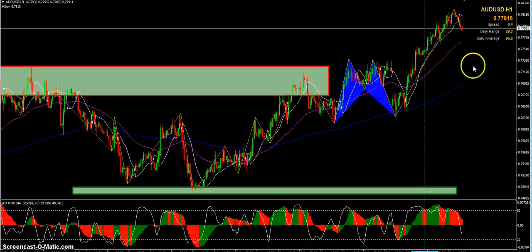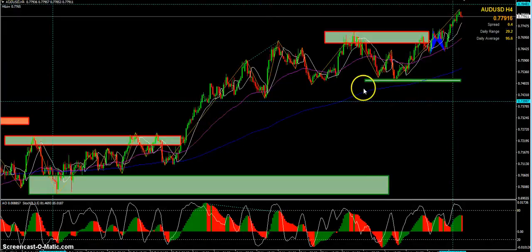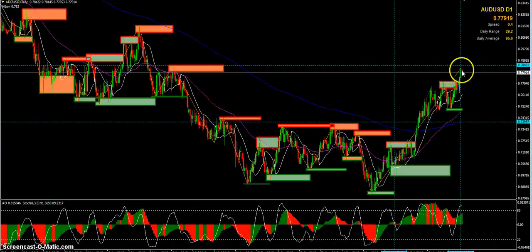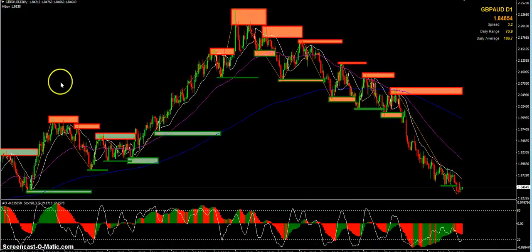At the moment, we don't have any setups occurring telling us to go short on a bat pattern. So we'll have to just look for that resistance area and a push back lower. Now let's look at the Pound Aussie.